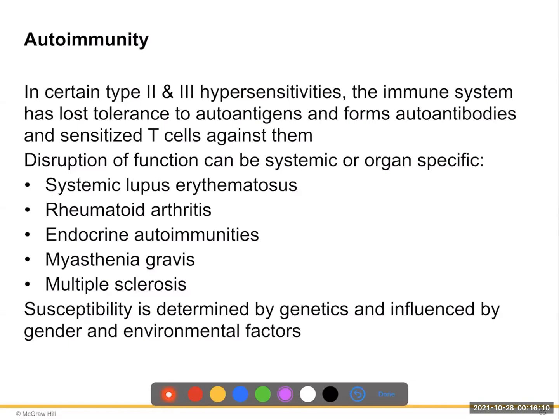So disruption of function can be systemic. It can affect the whole body, like AIDS does, or it can affect a specific organ, like rheumatoid arthritis affects your joints. Systemic lupus, like you talked about, can affect it. Rheumatoid arthritis, endocrine autoimmunities, myasthenia gravis, and multiple sclerosis are all diseases where the body starts to recognize itself as foreign. The susceptibility is determined by genetics and influenced by gender, male or female, and environmental factors.